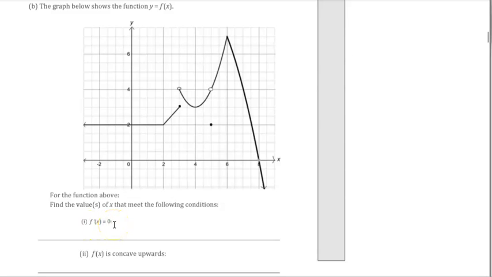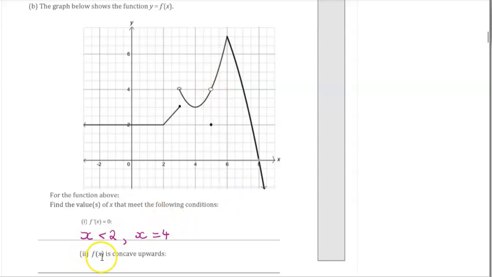Gradient equals 0 means we can have a flat line or we can have a turning point. So here's the flat line here, and this graph goes off to the left indefinitely. So we've got everything less than 2. 2 is not included because the graph is not differentiable at 2. It's got a kink in it, so it'll be strictly less than 2. We also have a minimum just here. So at 4, the gradient is equal to 0, so it will be at x equals 4. So there's those two, x less than 2 and x equals 4.